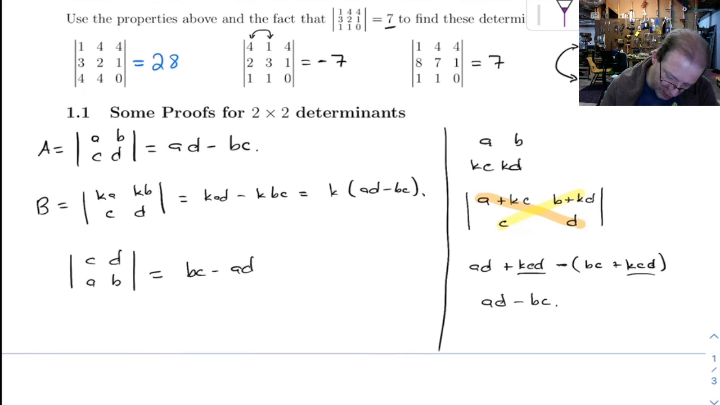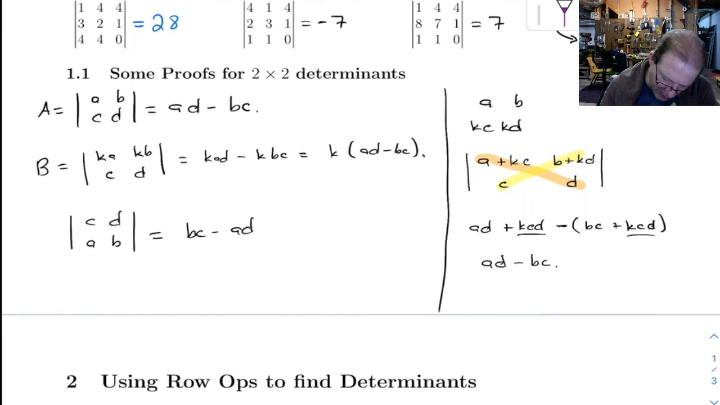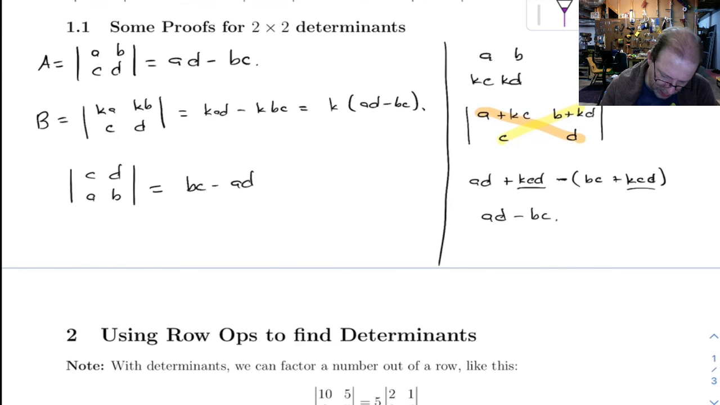All right, so the next thing we want to talk about is using the row operations to find determinants and to do it efficiently, and we'll do that in the next video.